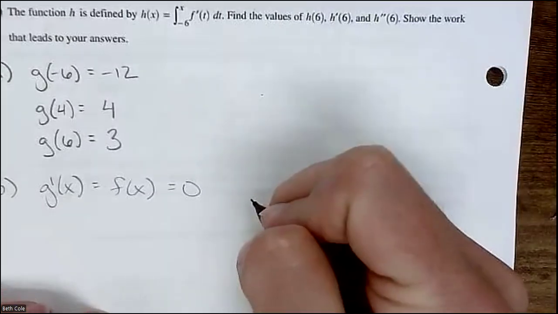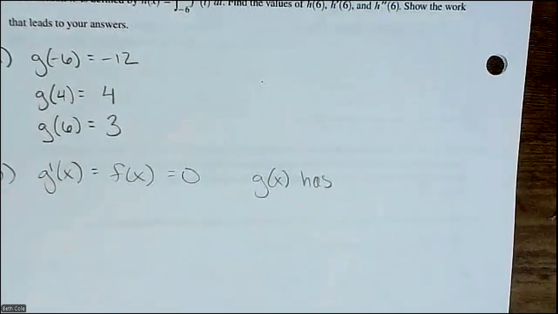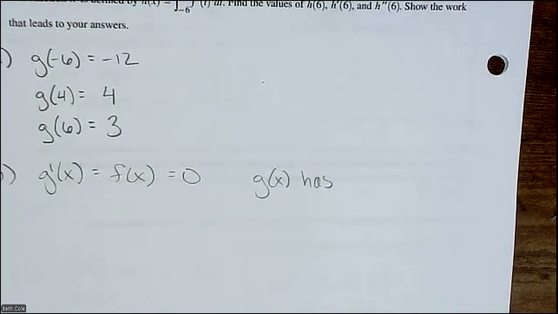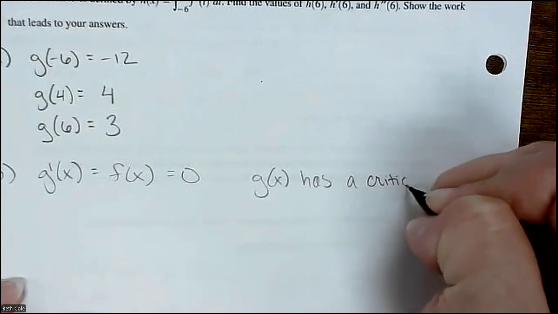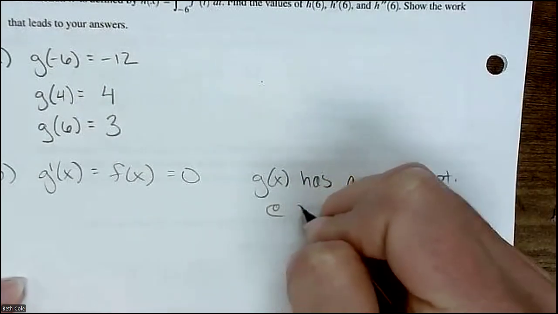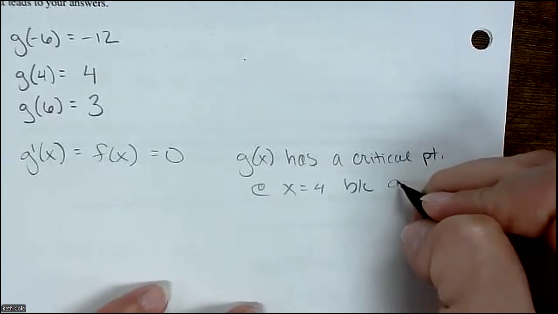4. So how does your sentence start? G of x has, and I am so sorry to tell you this, but if you wrote f of x has, you don't get the point because there's a different function that's f than g. So you got to be super, super careful. All right, g of x has a critical point at x equals 4 because, and then what's our reason?